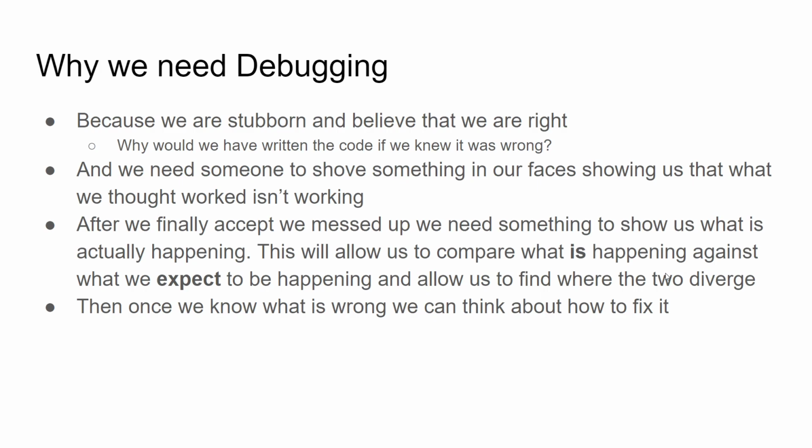We have to compare what really is going on against what we expect to go on and see where those two things start to deviate from each other. And as soon as we find that deviation, that's probably when we've located our bug, and we need to fix reality to line back up with our expectations. And then once we know what's going wrong, we can fix it.